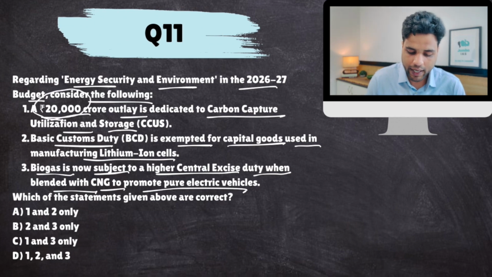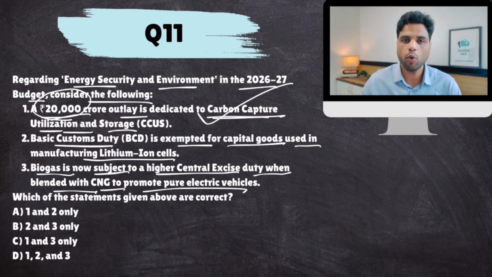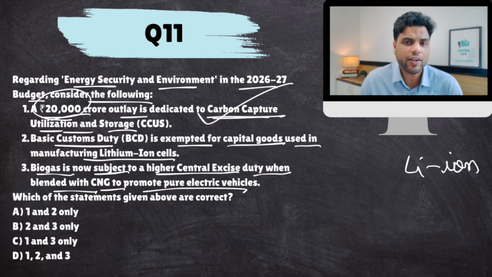So government has allocated 20,000 crore rupees for capturing carbon from the atmosphere, utilizing it or storing it. So this part is correct. Now, government wants to promote lithium-ion batteries and manufacture of lithium-ion batteries in India. Government wants to promote that. Okay, why? Because lithium-ion batteries would be used in electric vehicles, and government wants to promote electric vehicles.